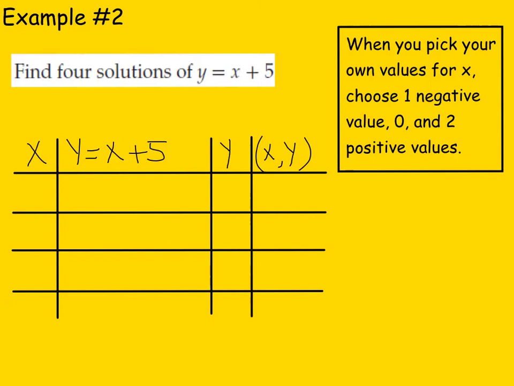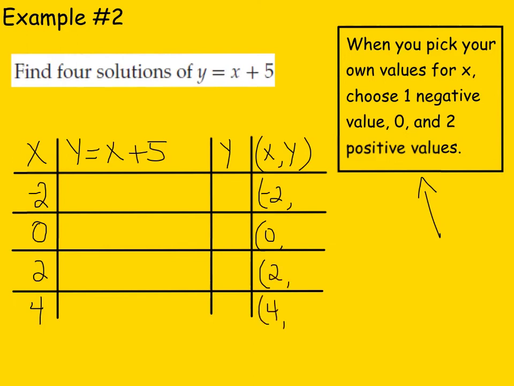Now there's a side note right here that says if you need to pick your own values for x, choose one negative value, 0, and 2 positive values. Let's go ahead and use the same ones that we used before. We had negative 2 for our first one. Then we had 0, and then 2 and 4. Now let's go ahead and put those in our ordered pairs. Negative 2 for the first one, 0, 2, and 4.